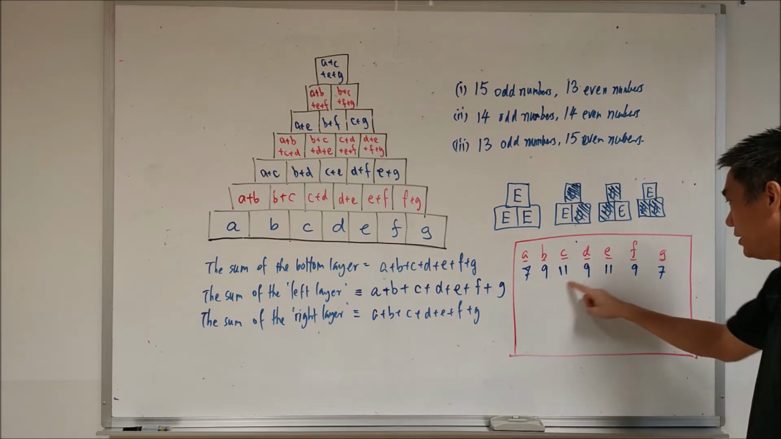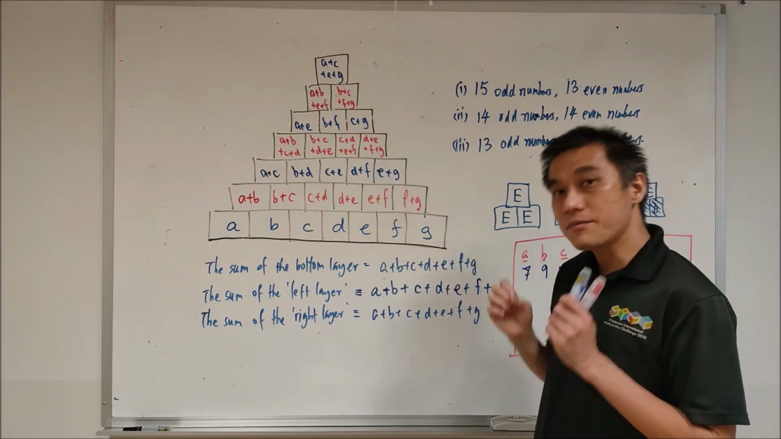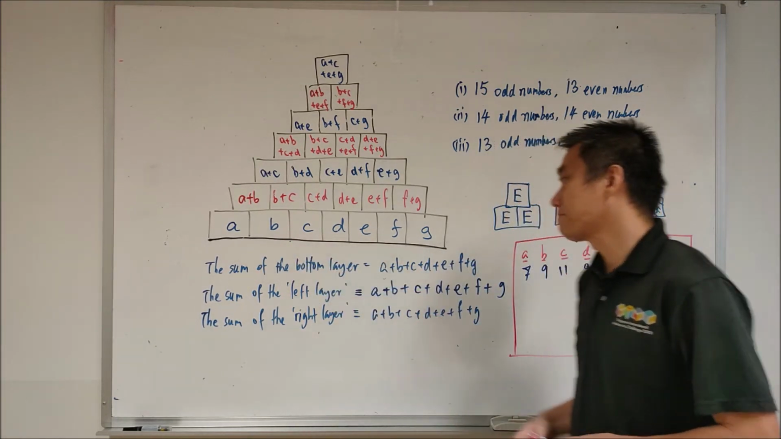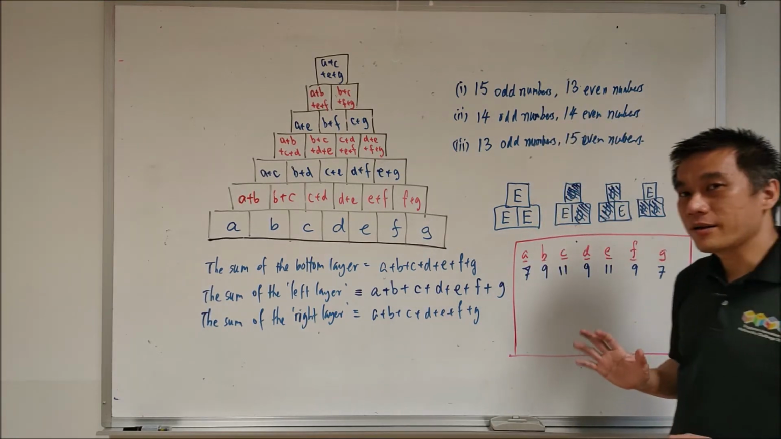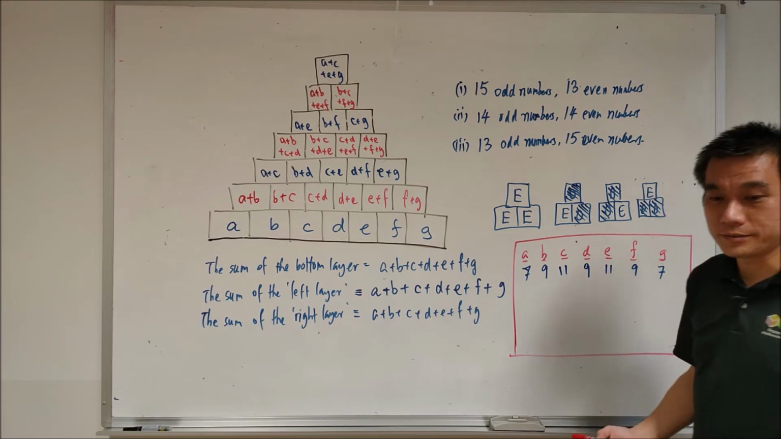And because each of these is an odd number, the sum of the whole figure has the same parity as the sum of the bottom layer. Then this proves our second result. Using a little bit of trial and error, it is not difficult to show that all of these are possible.